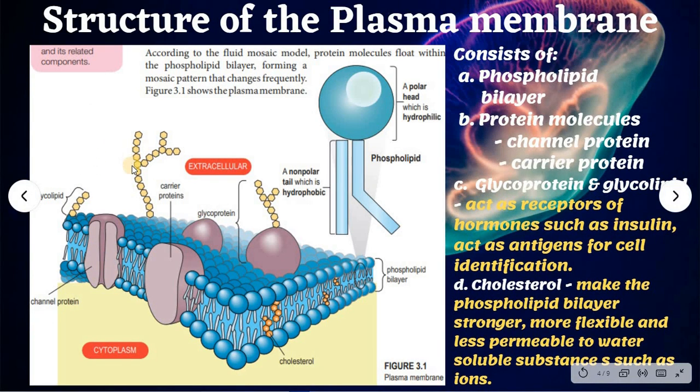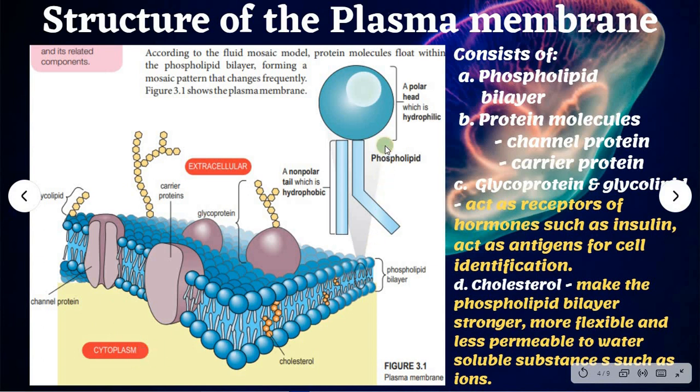This is a glycolipid. Glycogen combined with the lipid, which is phospholipid, will form a glycolipid. Same with this one. Next, this one is a glycoprotein. Glycogen combined with the protein molecules. This side is referred to as the extracellular, which means outside of the cell. And this side is referred to as the cytoplasm, which is inside the cell.